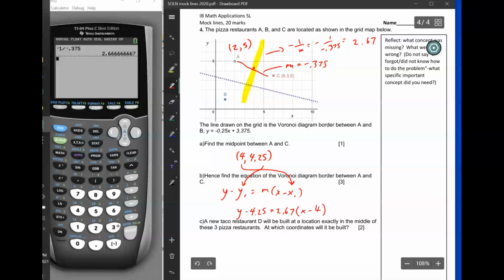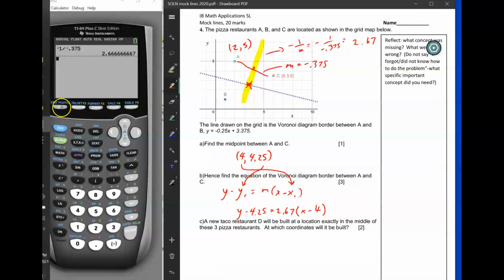And it didn't say what format the equation should be in. So I'm just going to leave the equation in point slope form, just like it is there. Okay, then it says a new taco restaurant D will be built at a location exactly in the middle of these three pizza restaurants. At which coordinates will it be built? Well, actually, it turns out that the exact point that's in between these 3 points is the Voronoi diagram vertex that's right there.